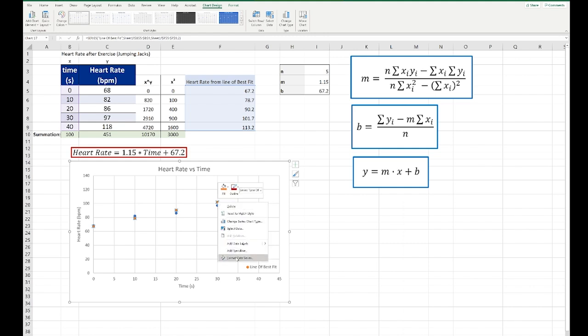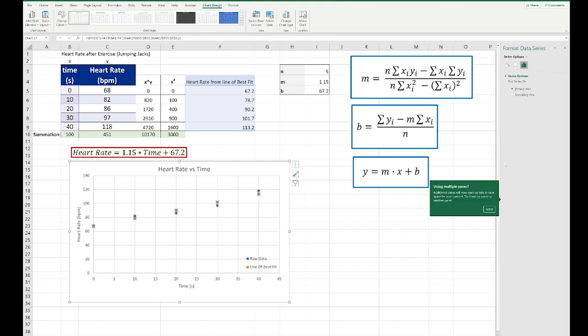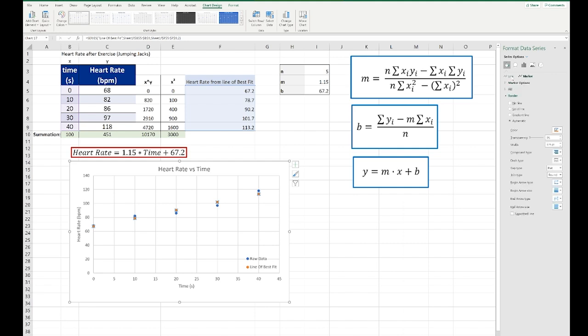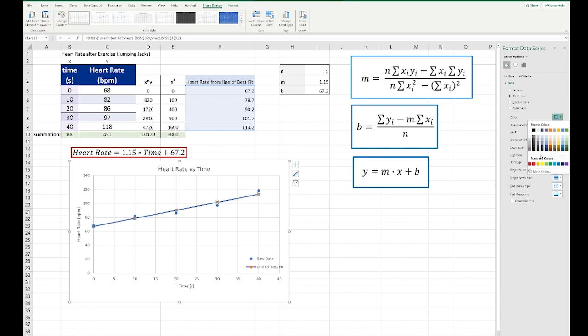Right click and format data series. It opens up a dialog box. Then I can adjust the markers for that data series. And so if you click on the paint can, there's an option for line and there's an option for marker. The marker is the individual circle. The line is what's going to connect them. I want to put a solid line. You can change the color. You can make it look however you want.